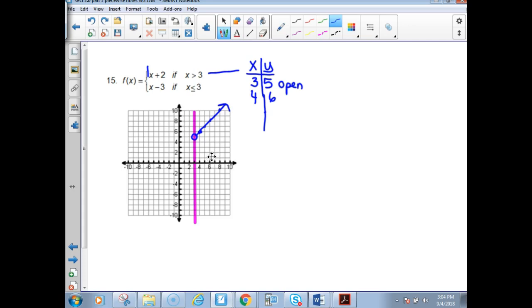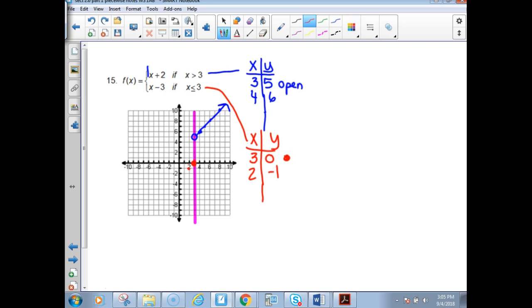Good luck. All right, second piece of the line. I like to change colors just to see the difference between the two. This one is inclusive of 3, so all the numbers below 3 and including 3. So starting with 3, 3 minus 3 would be 0. Got to get smaller. 2. 2 minus 3, negative 1. Let's just go plot 3, 0. Oh, and this one's got a solid dot at 3, 0.